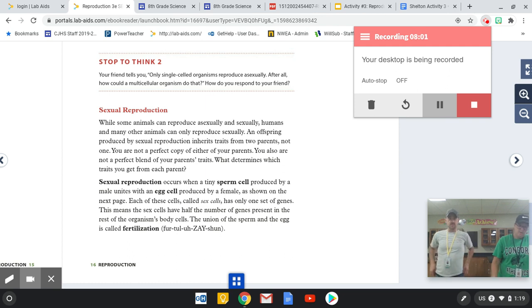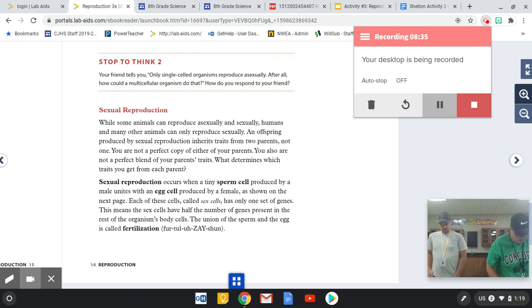Okay, so now let's start with sexual reproduction. While some animals can reproduce asexually and sexually, humans and many other animals can only reproduce sexually. An offspring produced by sexual reproduction inherits traits from 2 parents, not 1. You are not a perfect copy of either of your parents. Otherwise, you would look literally exactly like your parents. You also are not a perfect blend of your parents' traits. So what determines which traits you get from each parent?